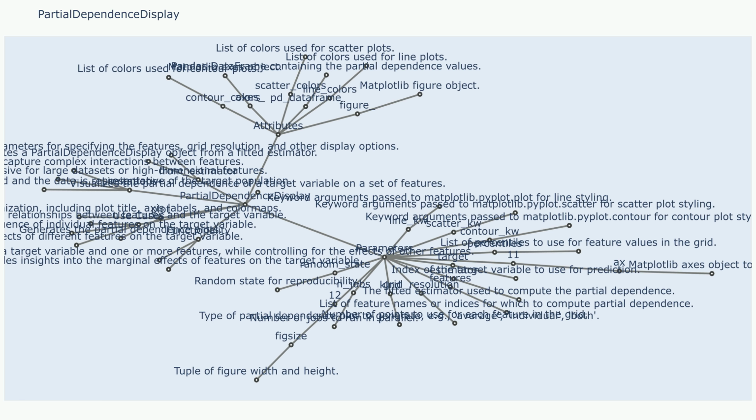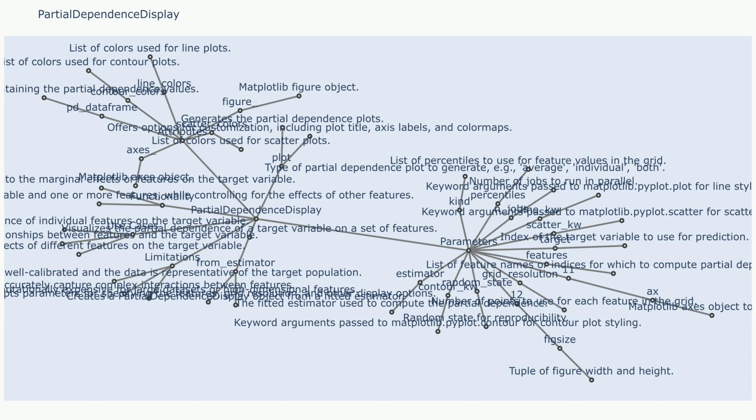sklearn.inspection.PartialDependenceDisplay: a deep dive. The PartialDependenceDisplay class in scikit-learn is a powerful tool for visualizing the relationship between a target variable and one or more features, while controlling for the influence of other features. This allows you to gain insights into the model's behavior and understand how different features contribute to the prediction.